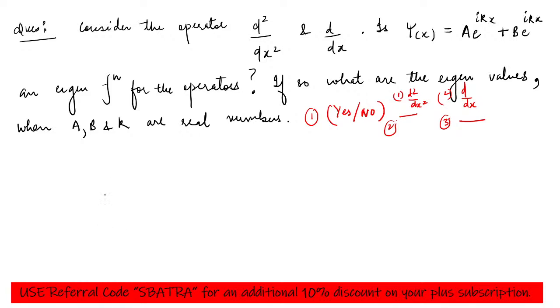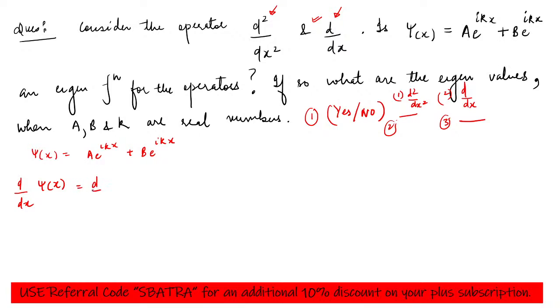Let's solve this question. Let's start with this first function. So phi x is equal to a e to the power iota kx plus b e to the power iota kx. So this is your function. Now we have to operate this operator and the other operator on this function, and check the conditions for an eigenfunction. So let's operate d by dx on phi x first, where phi x is nothing but this particular function.